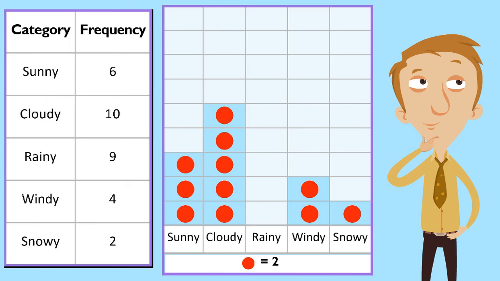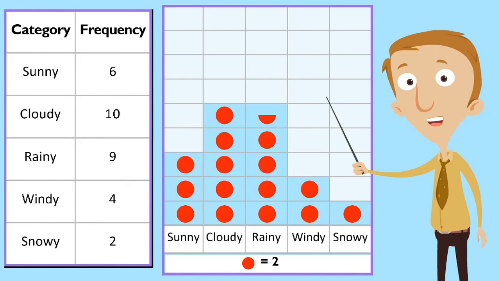So how are we supposed to show this odd number? Well, all we do is draw half a symbol. Because 1 symbol is equal to 2, half a symbol is going to be equal to 1. So we fill in the rainy day like this. 2, 4, 6, 8, and a half symbol brings us up to 9.